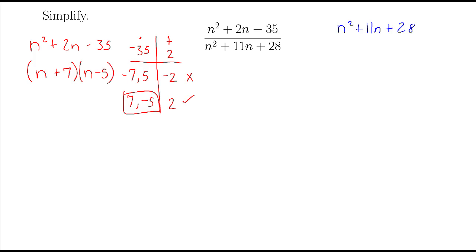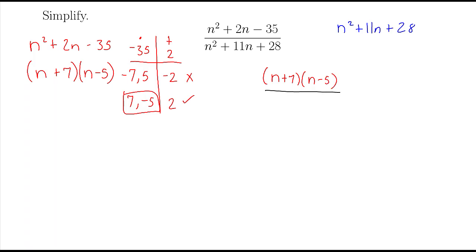Remember, if there's no number besides 1 in front of n squared here, you can skip most of the steps of the AC method and get right to the final form. n plus 7 times n minus 5. That'll be on the numerator.